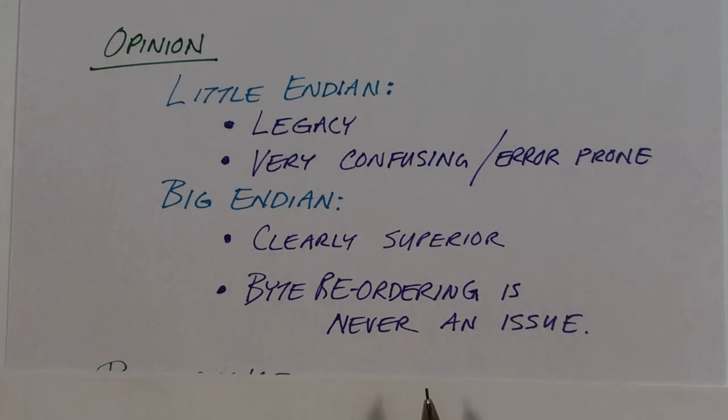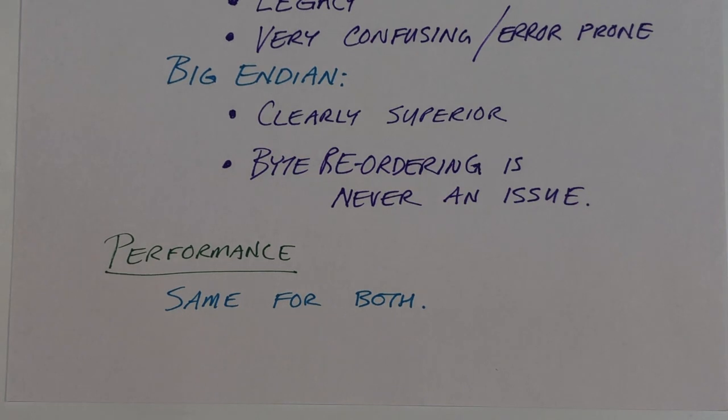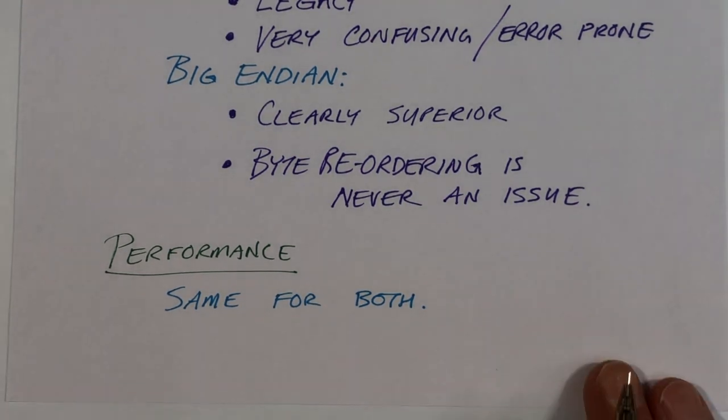With Big Endian, byte reordering is just not an issue. In fact, I've never really made a byte ordering bug except when dealing with Little Endian. Little Endian is very counterintuitive in my mind. As far as the hardware goes, in today's modern processors, I think the performance is identical for both.